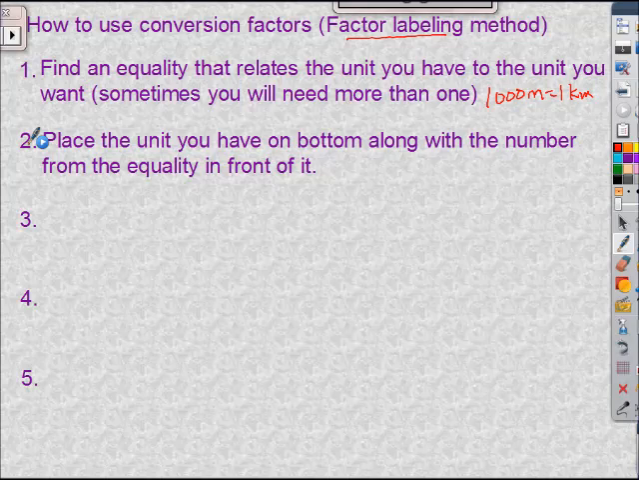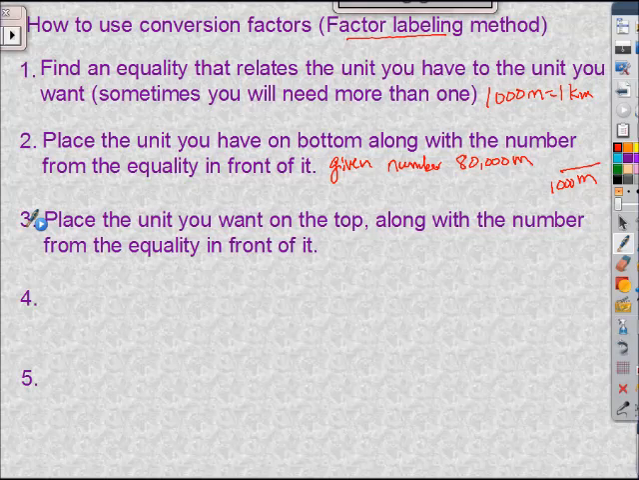Okay, put the unit that you have on the bottom. Okay, if I'm given a number, say I have 80,000 meters. I'm given meters, therefore, when I use my conversion factor, meters goes on the bottom. Place the unit that I want on the top. I want to go to kilometers. 1 kilometer over 1,000 meters. The one that I want, what I want goes on top. Always. Okay?